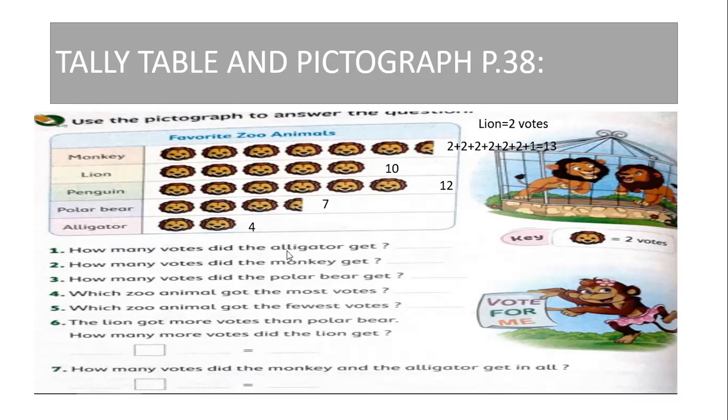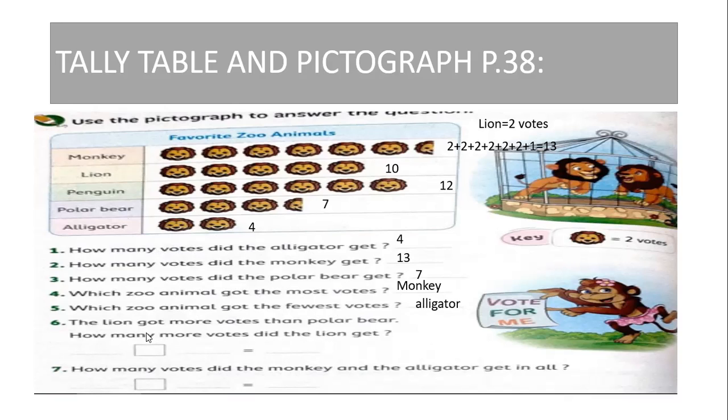How many votes did the alligator get? 4. How many votes did the monkey get? 13. How many votes did the polar bear get? 7. Which zoo animal got the most votes? It is monkey. Which zoo animal got the fewest votes? It is alligator. The lion got more votes than polar bear. How many more votes did the lion get?